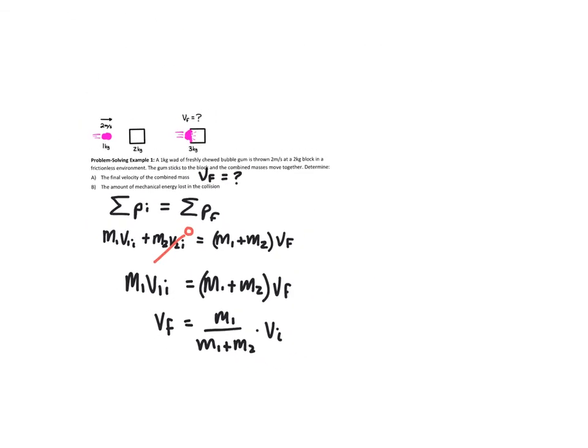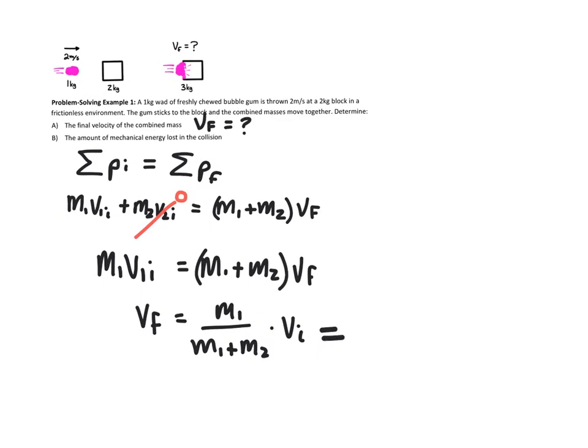And at this point we can plug in our values. I think that's 1/3 times 2 meters per second. So that should be 2/3 of a meter per second.